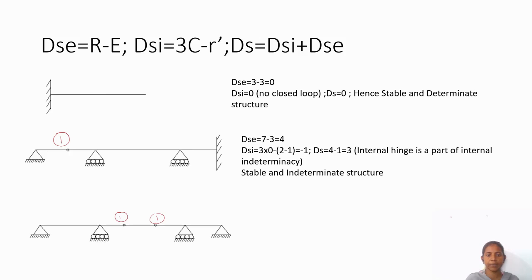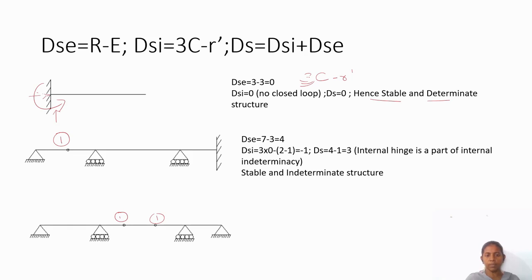for this cantilever beam, totally three unknown reactions and moments are possible. So 3. Number of available equations 3. So the external indeterminacy equals 0. What is meant by internal indeterminacy? 3 times the number of closed loops minus releases. There is no other release, and there is no closed loop, so it becomes 0. Finally, the total static indeterminacy is equal to 0. Hence, it is a stable and determinate structure. We can conclude it is a stable and determinate structure.